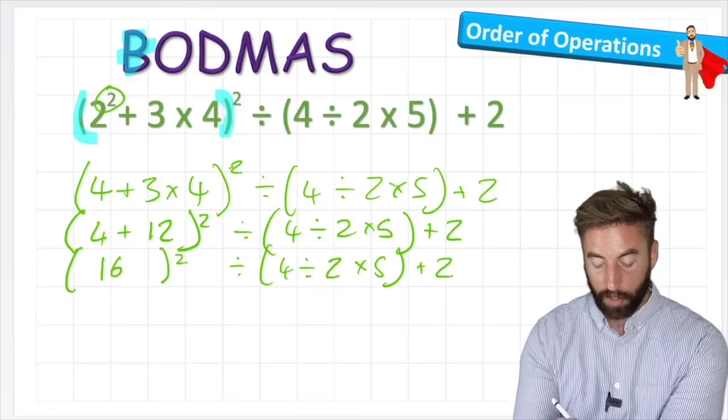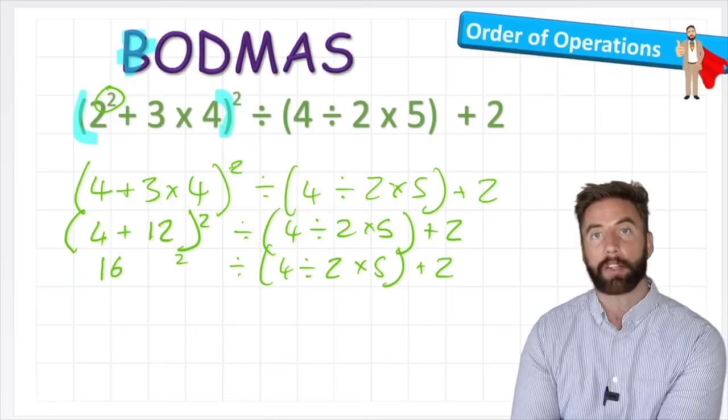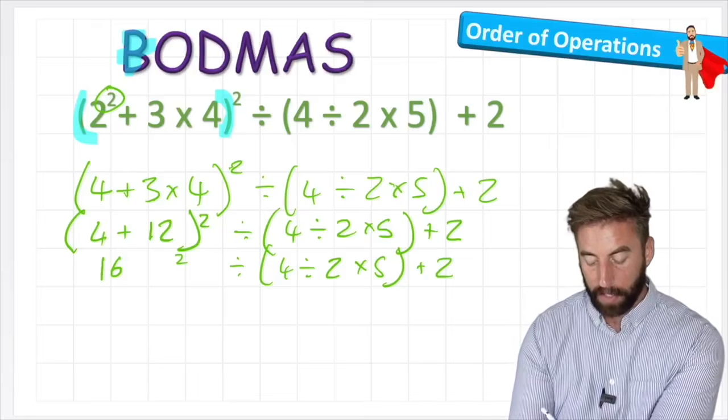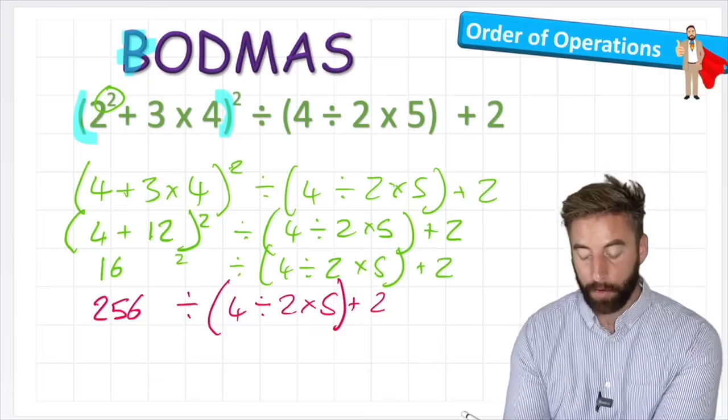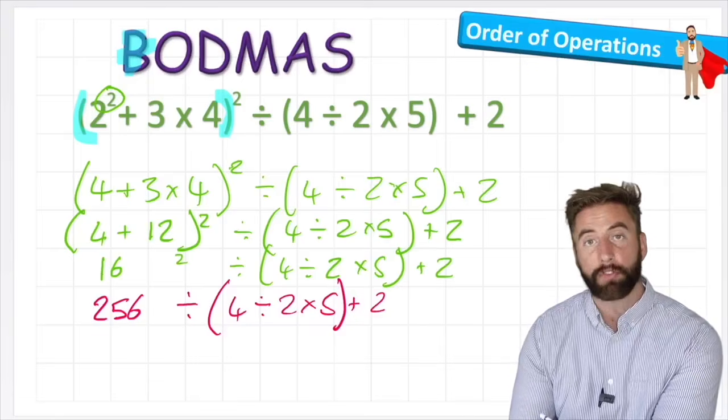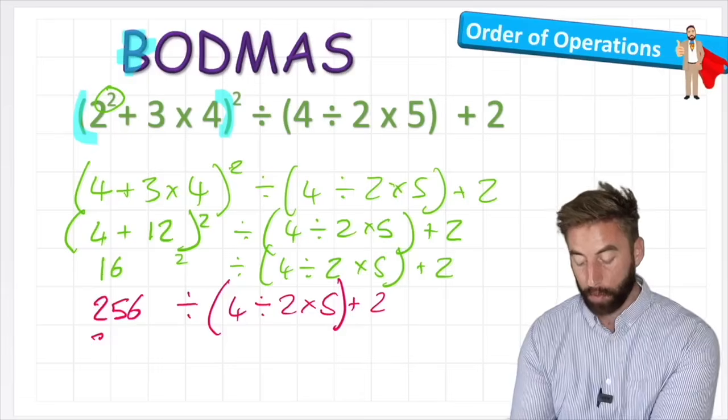And because 16 is on its own, I can actually get rid of that bracket, and I can simply work out 16 squared. And 16 times 16 is actually 256. So I'd end up with 256. Now I can move on to my other bracket, and I can see that in this bracket I'm going to have to work out the division first, which would be 4 divided by 2, which is 2.